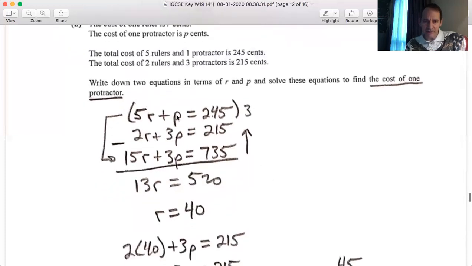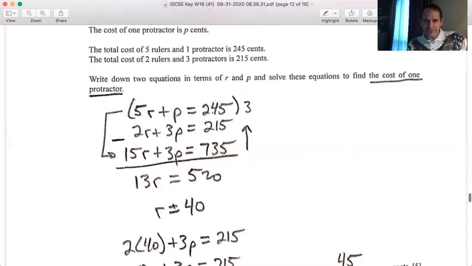I multiplied the top one by 3, brought it down here. So that's 15R plus 3P equals 735. Now subtract them to cause the 3P to cancel out. But I'm going to subtract going up so that it keeps my R positive. 15R minus 2R is 13R. 3P minus 3P cancels out. 735 minus 315 is 420. Divide by 13, you get 40 cents for the ruler, but we want to find the protractor.